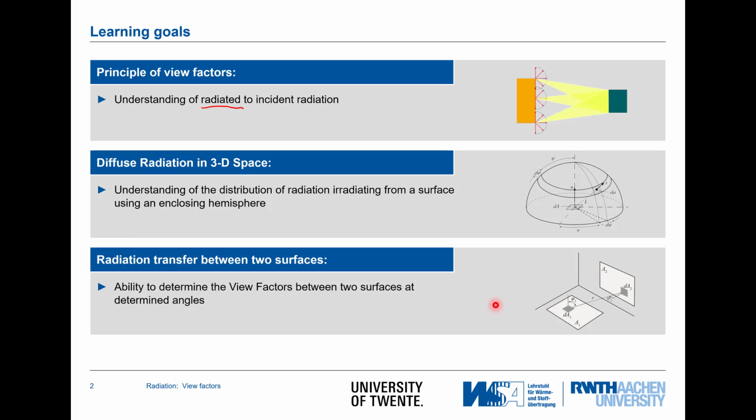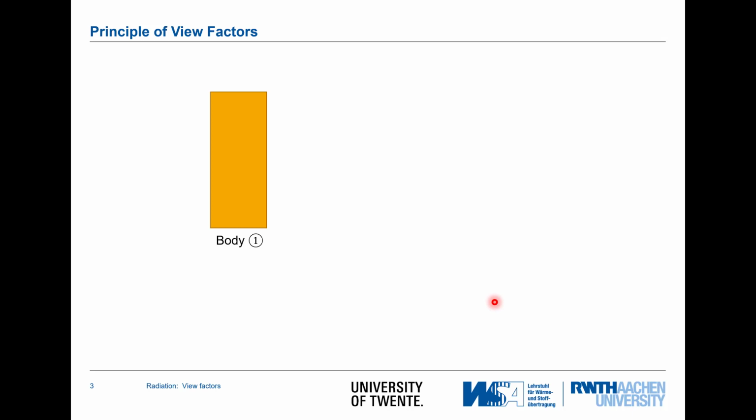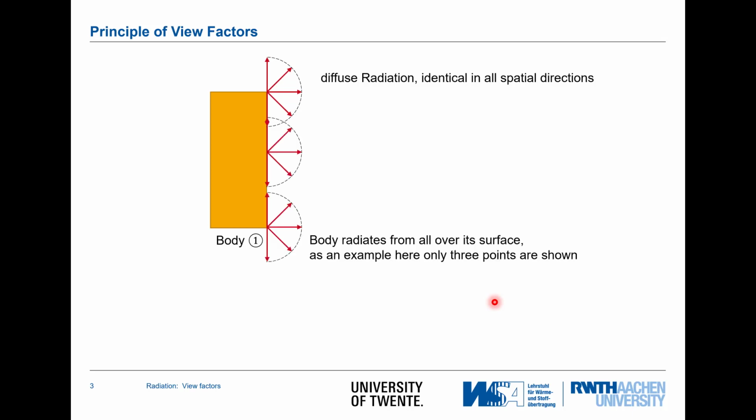But let's now start here. The principle of view factors. If I look at this body 1, and each point at this body is supposed to send out diffuse radiation. Diffuse means there is no angular or spatial preference. So into all spatial directions there's the same amount of radiation emitted. And we just look at 3 points at the surface. And of course the entire surface is radiating, but we just use 3 points here as an example.